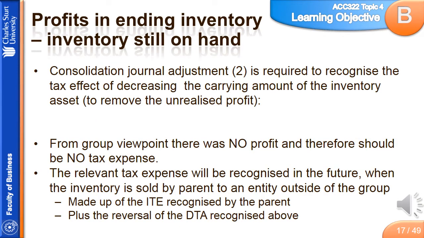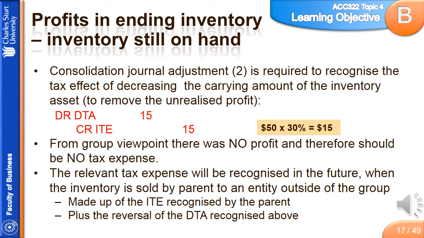There's one more consolidation entry we need to record, and that is to recognize the tax effect because we're decreasing the carrying amount of inventory by $50. So to do that, we would debit deferred tax asset by $15 and we would credit income tax expense by $15. As from a group's viewpoint, there's no profit and there should be no tax expense. So the relevant tax expense will be recognized in the future when the inventory is sold by the parent to an entity outside of the group, and that will be made up of the income tax expense recognized by the parent plus the reversal of the deferred tax asset recognized above.